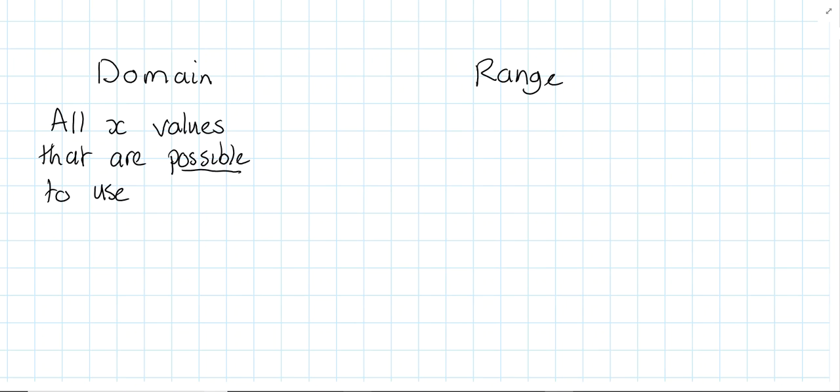And sometimes there is a limit based on the situation. If it is a cost function, so it's cost based on hours worked, hours worked can never be negative, hopefully. It can never be negative. So I'm talking about domain. The domain would be the hours that I would work.